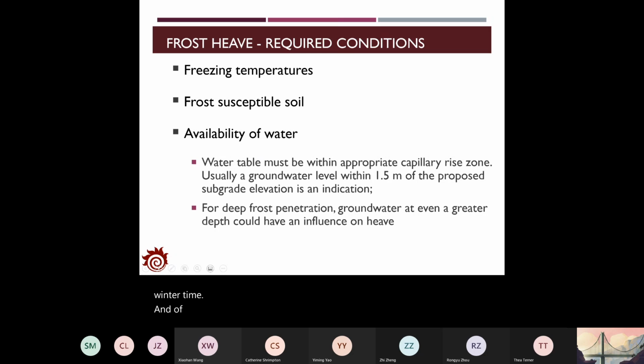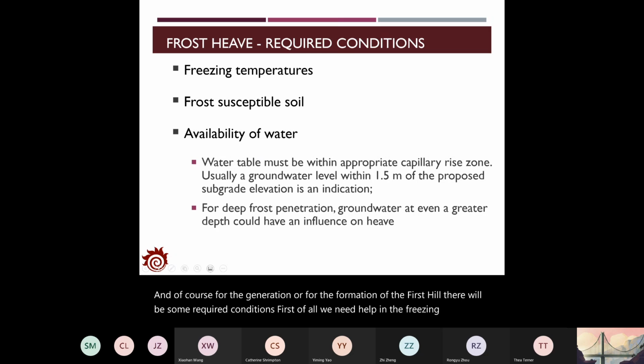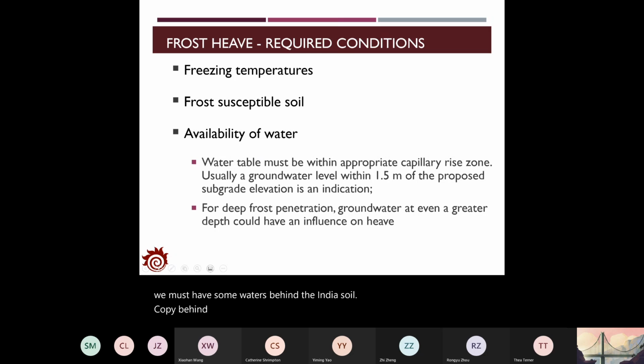Of course, for the formation of the first heave, there will be some required conditions. First of all, we need to have the freezing temperature. The temperature should be low enough to change the water from liquid to solid. And then the soil should be frost susceptible. And also we must have some water in the soil or behind the subgrade layer. And the water table must be within the appropriate capillary rise zone.